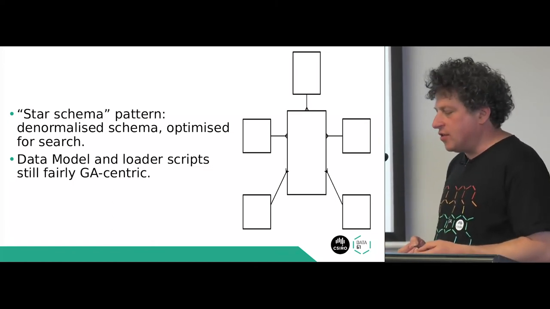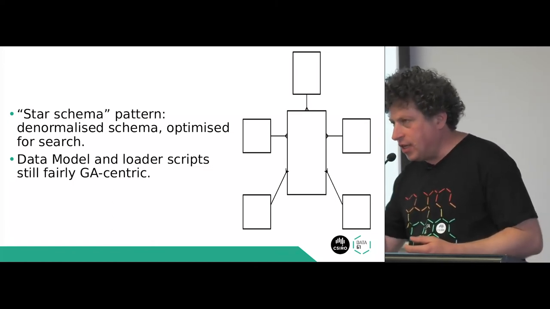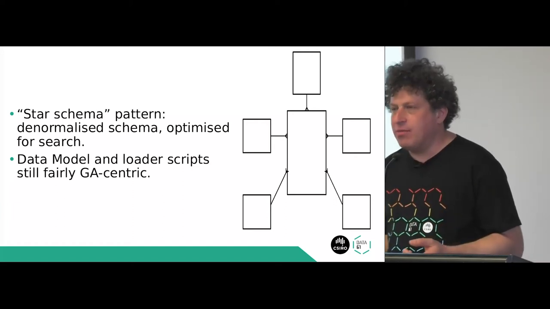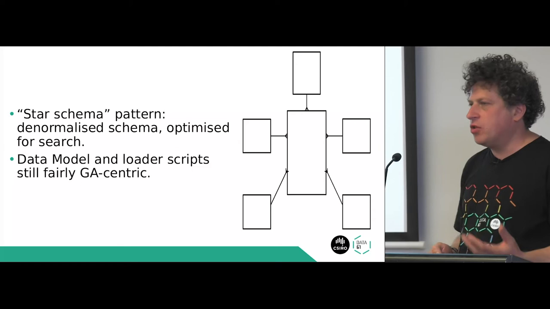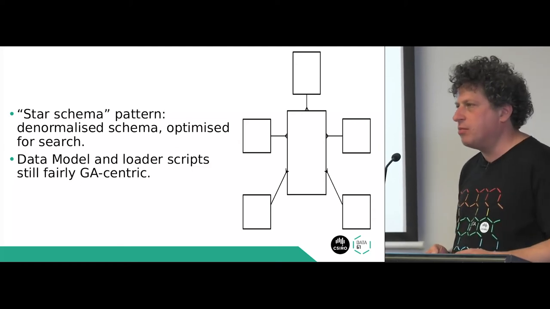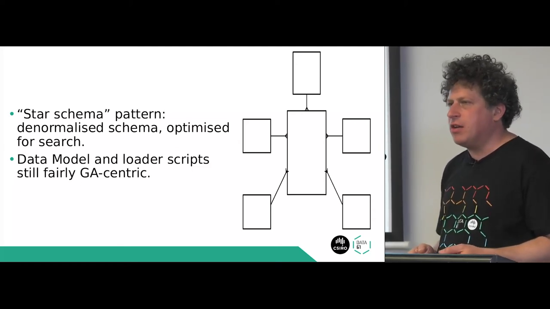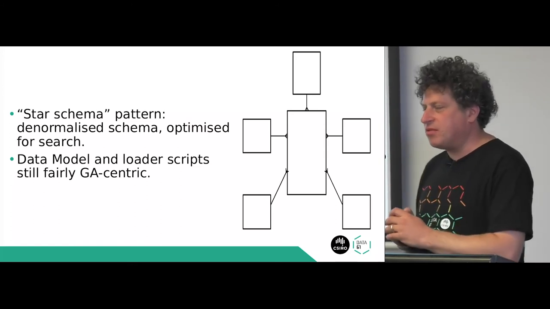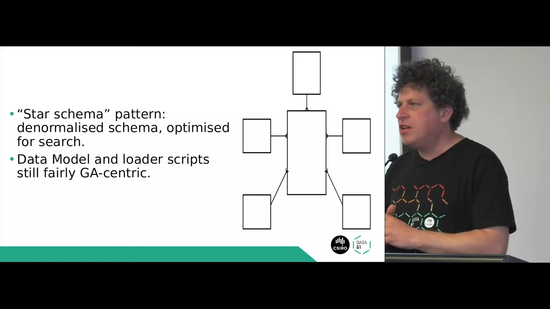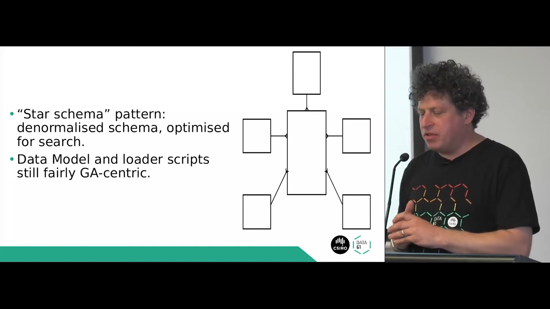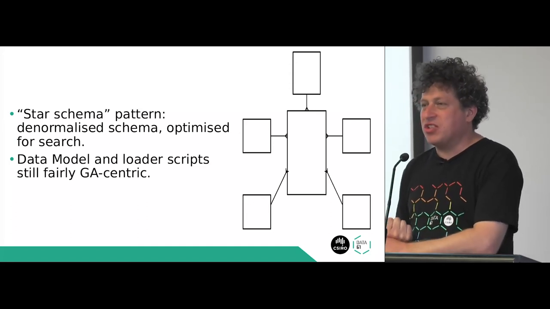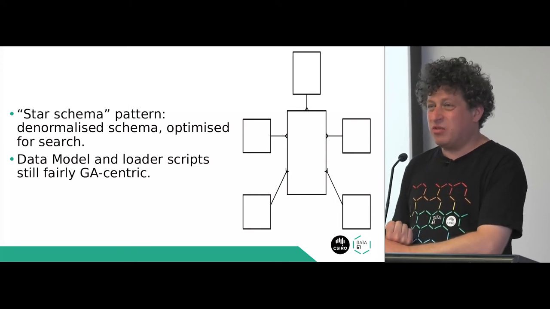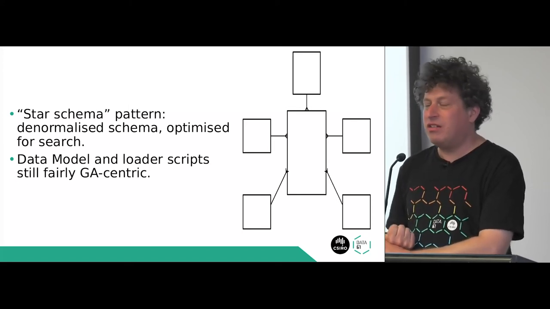The database uses a star schema pattern. So that's a denormalised schema optimised for search. This was something I pushed for heavily in the beginning of the project. The team had a much more normalised type of schema in mind, but I was able to convince them that because it's historic data, the integrity is not that good, so there's no point in building a database that enforces integrity. It just actually makes their life harder.